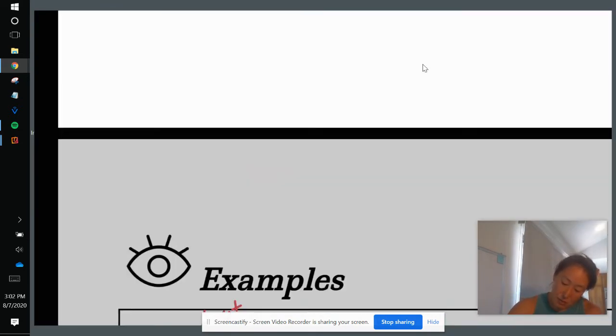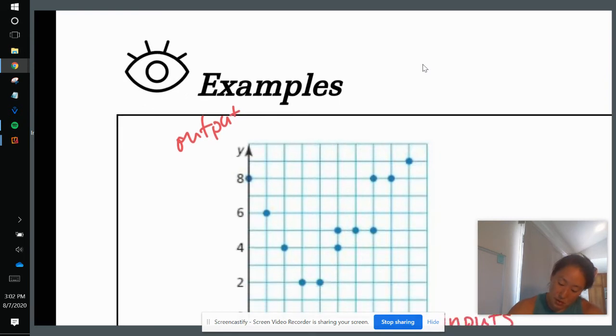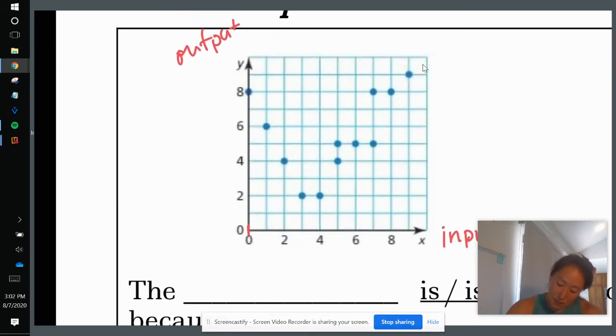At x equals 0 here, it looks like my output is 8. Is there any other dot vertically here at x equals 0? No. So there's one output at x equals 0. When x equals 1, my output is 6. Is there any other dot at x equals 1? No. At x equals 2, there's only one dot.